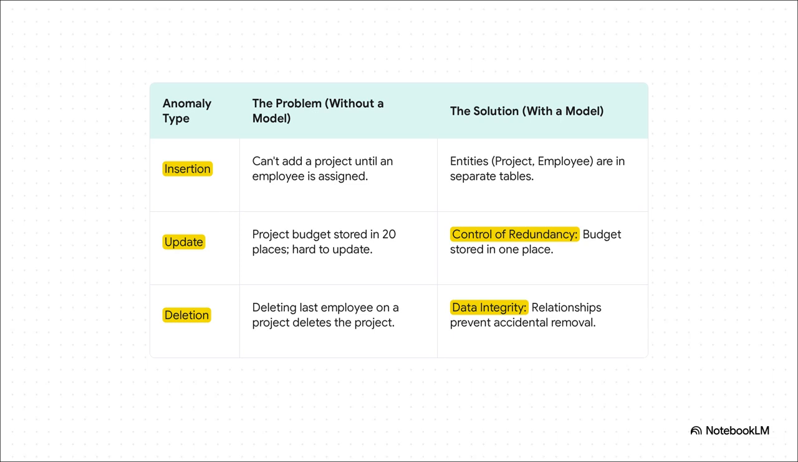And this is where that blueprint really proves its worth. A good model just solves these problems. That issue where you can't add a project? Not a problem, because projects and employees live in their own separate, independent tables. That nightmare of updating a budget in 20 different places? Solved by what we call controlling redundancy. The budget now lives in exactly one spot. You change it once, and it's correct everywhere.